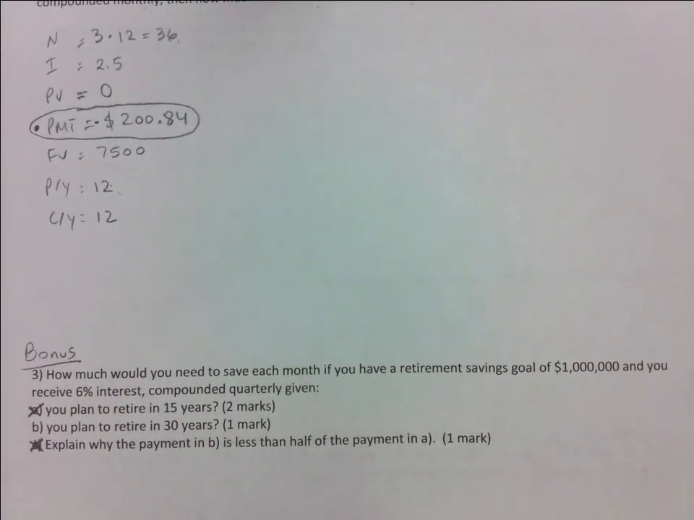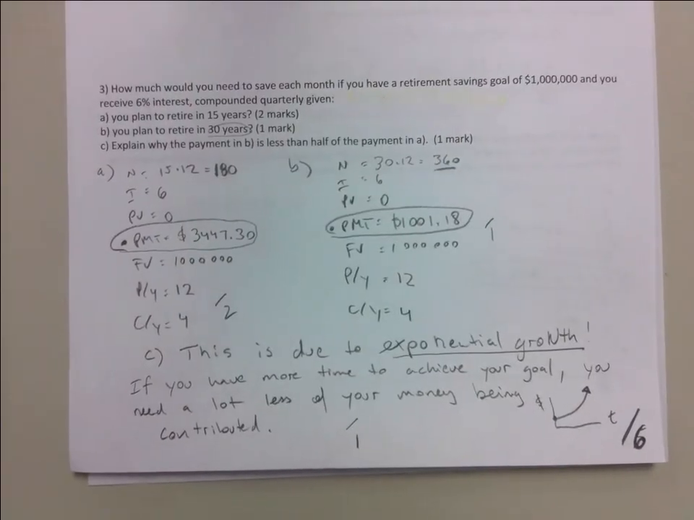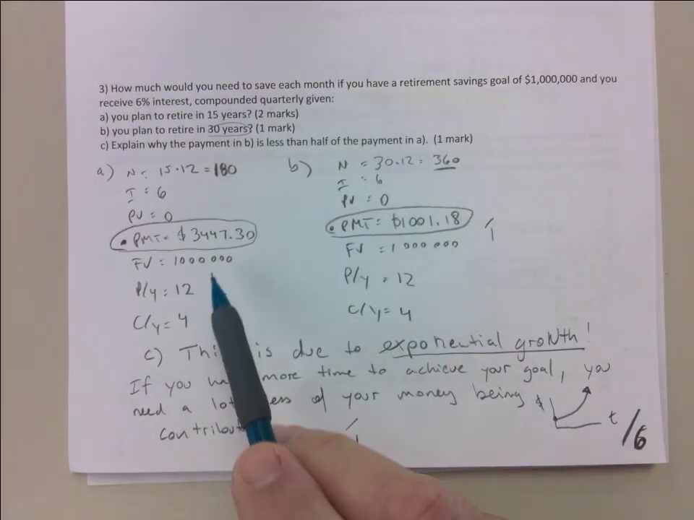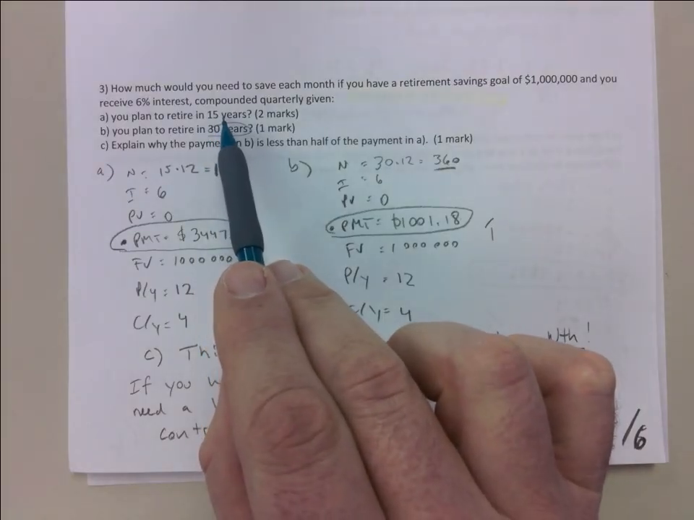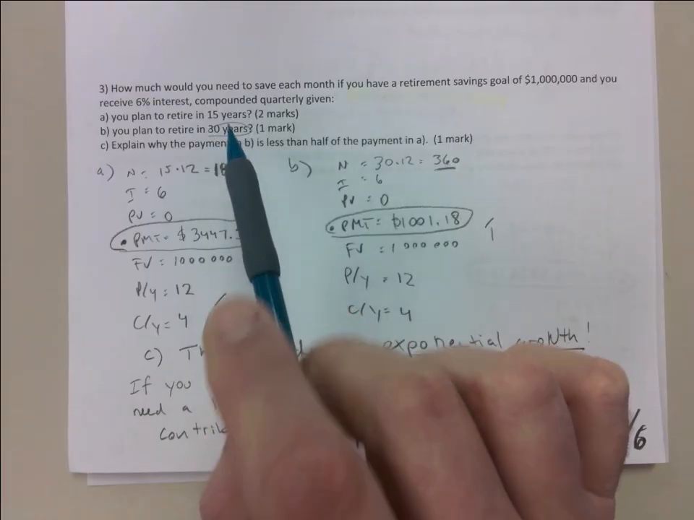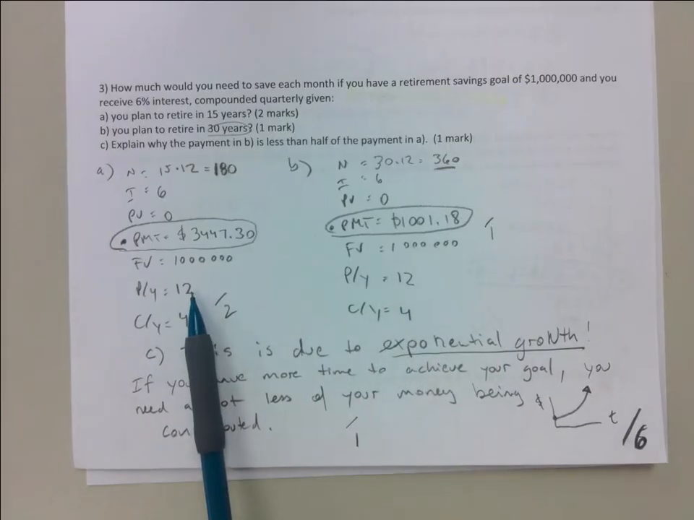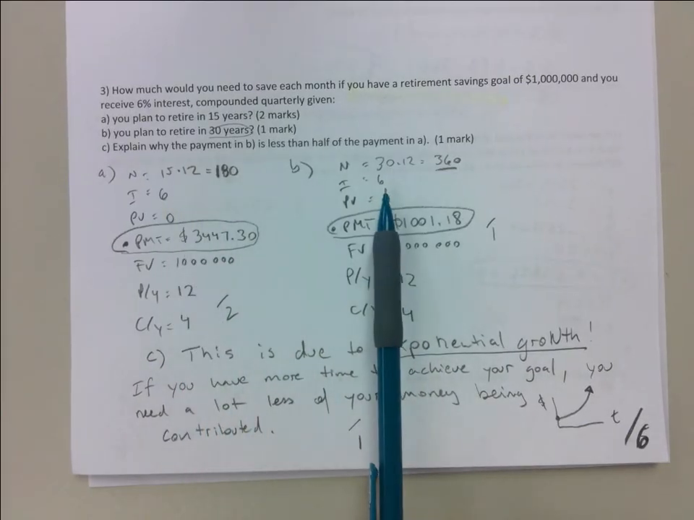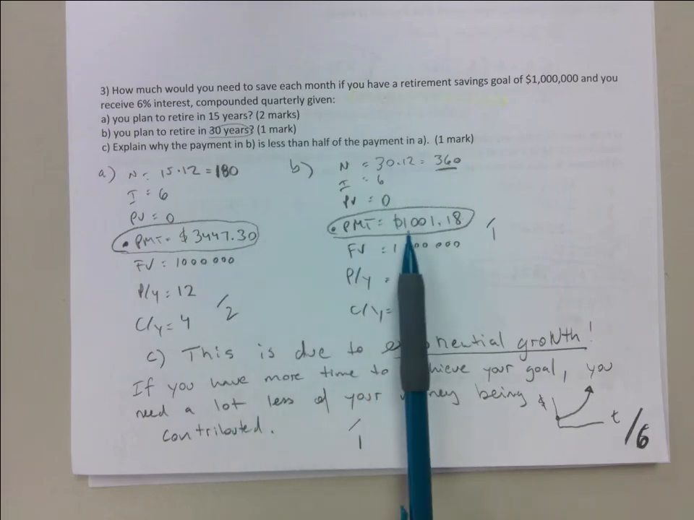For the bonus, I'm just going to show you this here. You would like $1 million, right? One is, how much would you have to put away if you want to have that in 15 years? How much would you put away in 30 years? And this is the interesting part. Everything else is the same: compounding periods, payments per year, interest rate. But look at how much you have to put away.